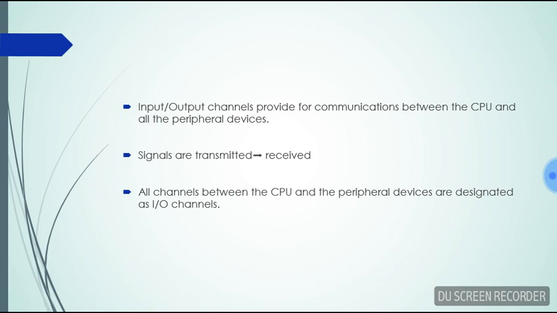Not only signals for monitoring but also data are transmitted via channels. All channels between the CPU and the peripheral devices are designated as I/O channels. And I/O channels may be used for data input, data output, or data input and output, depending on whether the peripheral device handles input only, output only, or both input and output.